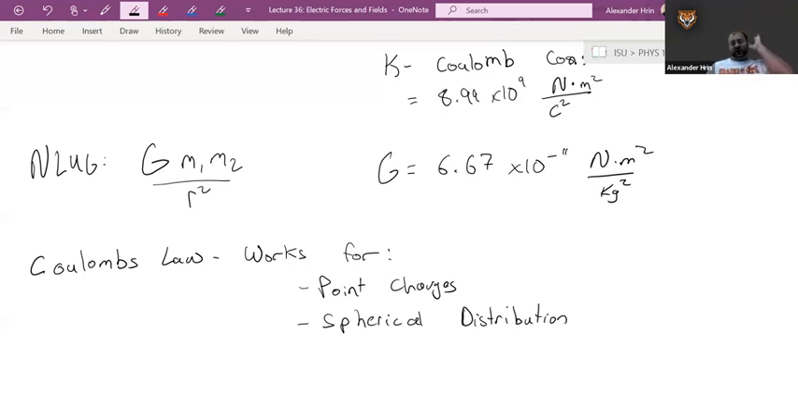Now that is never actually true. All objects have a certain shape, but a lot of times we can make that approximation. So when we're dealing with very small charged objects, be they electrons, protons, even charged cells or charged molecules, we'll typically treat them as point charges. That's just typically how that goes.